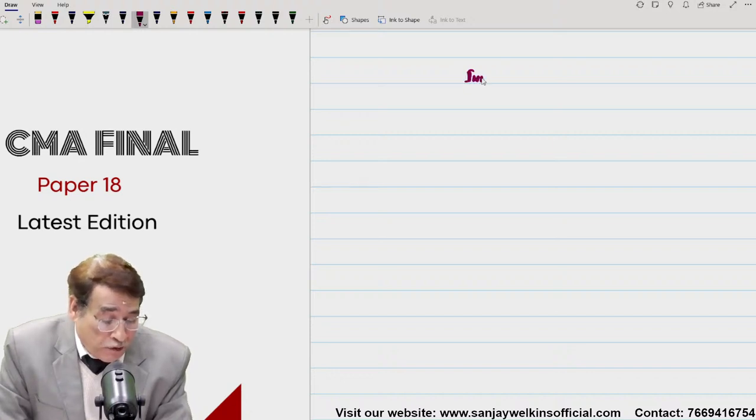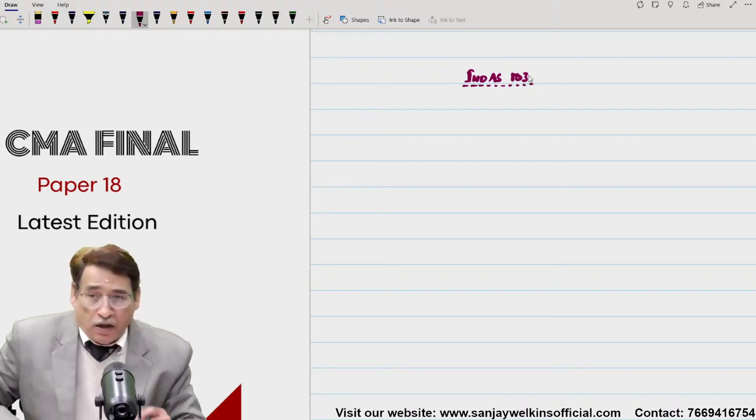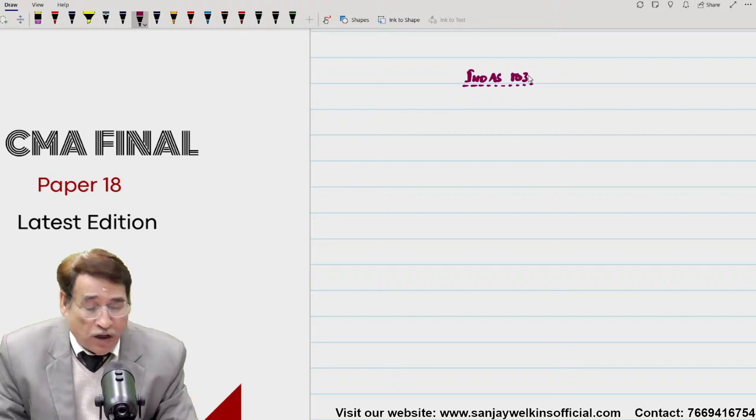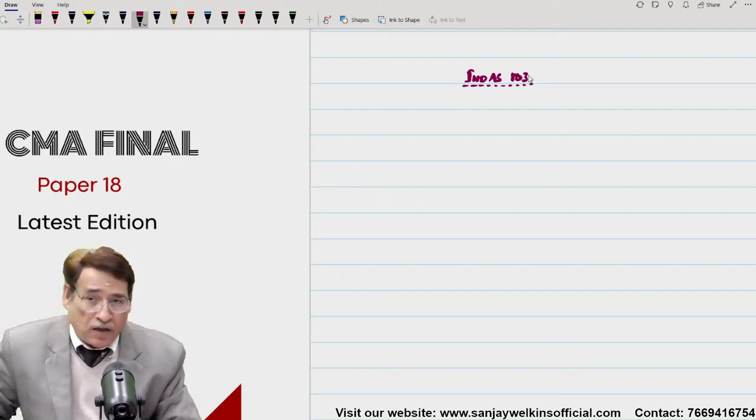Lots of prefacing words I have already spoken, so some of you might have got bored. So now I am going to start Ind AS 103. It's chilly cold here today in Delhi, and it is very difficult to hold the pen also. Ind AS 103, we are starting.